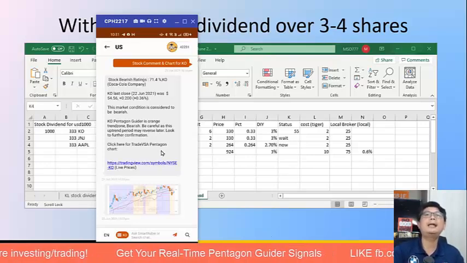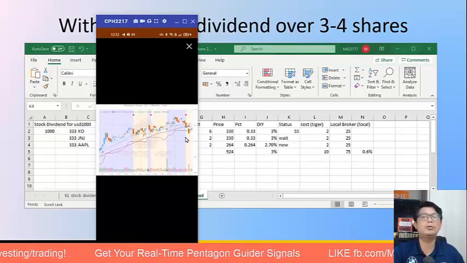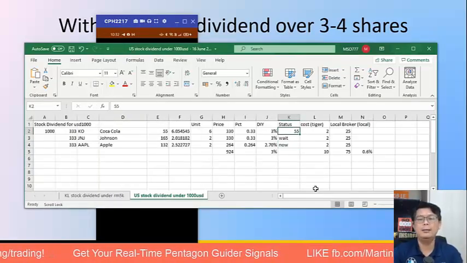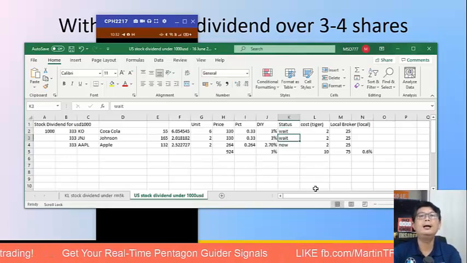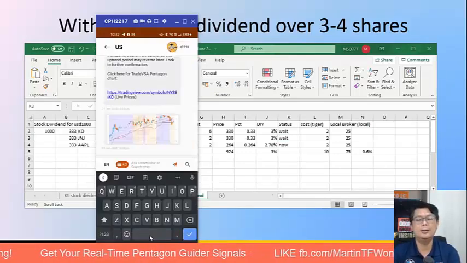Okay. So you can see here KO. From the chart wise, now it's red pentagon, so you just wait for the red pentagon. So this one KO, you wait. Johnson & Johnson. Okay, let's look at Johnson & Johnson there.